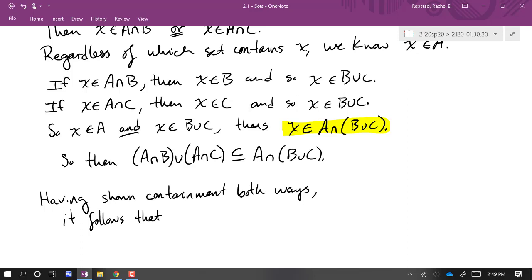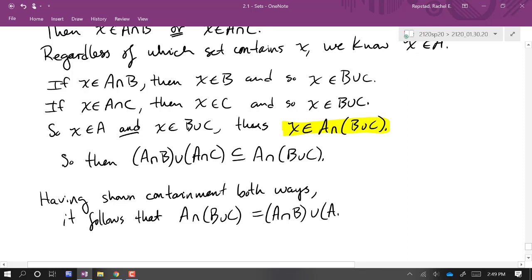It follows that these two sets have to be equal. So A intersect B union C is equal to A intersect B union A intersect C. That's not the only wording, really, add your own language. But you want some kind of concluding statement.